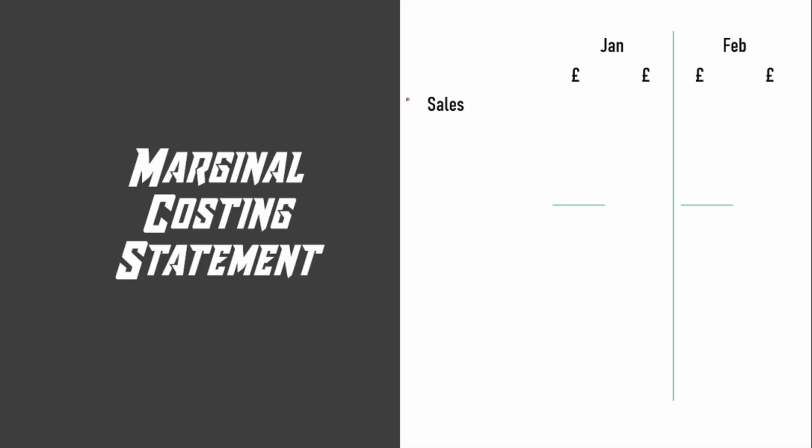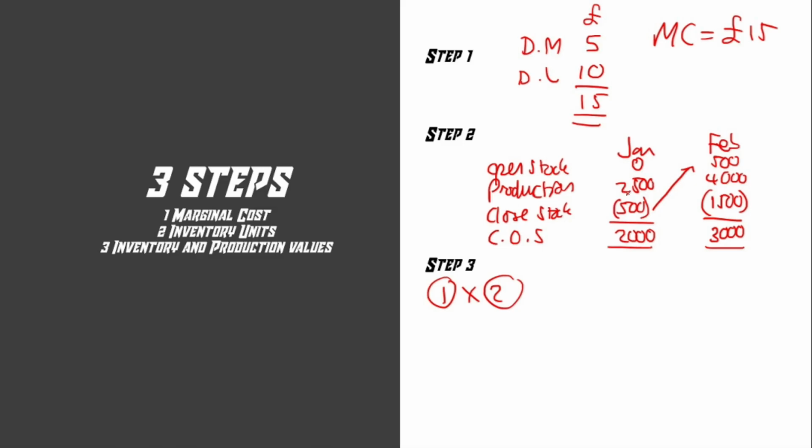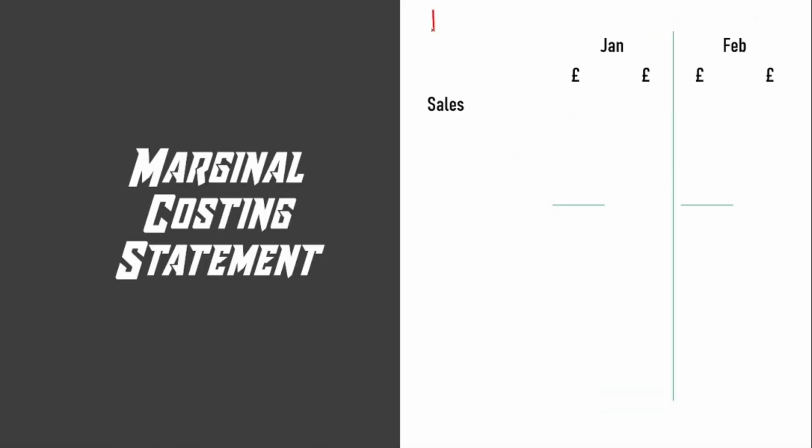To get the sales figure, we're going to need the selling price and the units. So the selling price will be £30, and the units will be these figures here. So we're going to do the workings. So for January, we're going to do £30 times the 2,000 units, which will give us £60,000, which is the sales. So let's write that down here. £60,000. For February, we're going to do £30 times the 3,000 units, which will give us £90,000 of sales, and let's also write that down here as well.